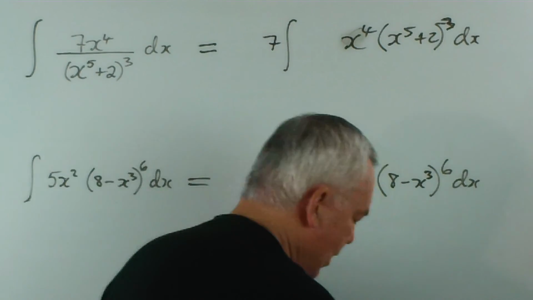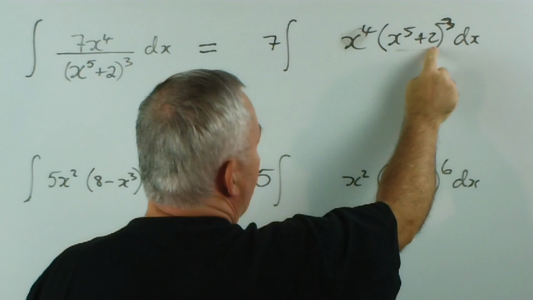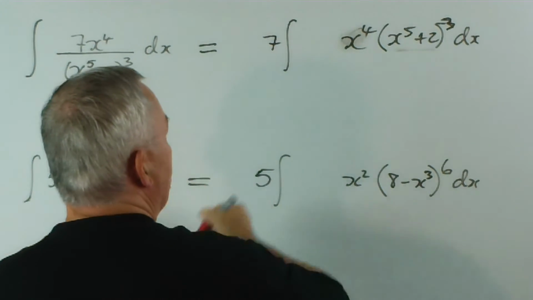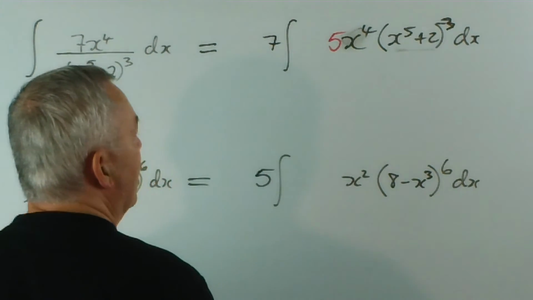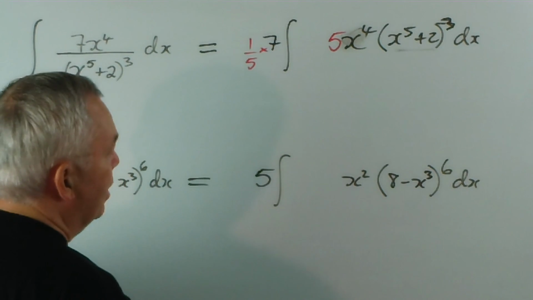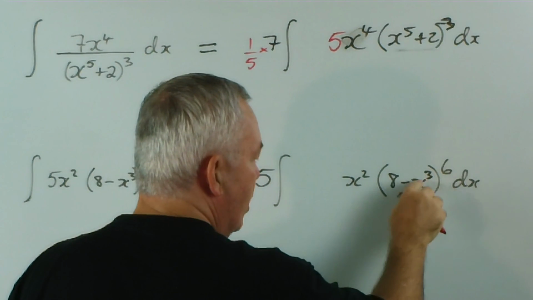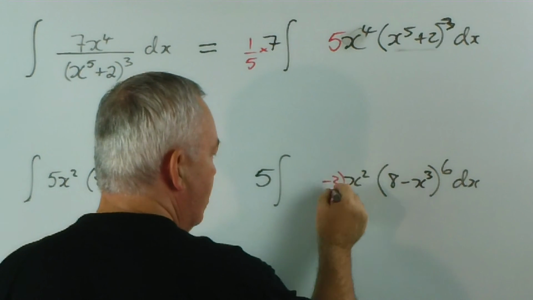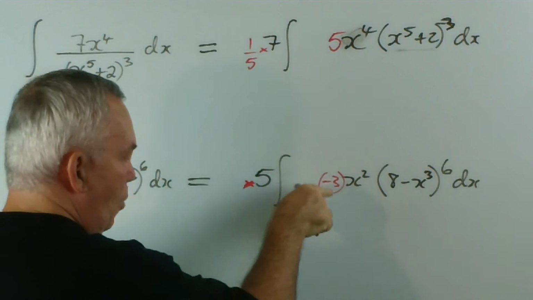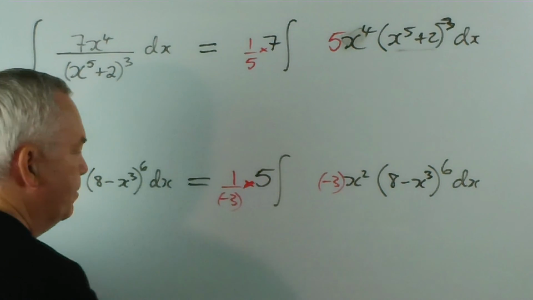As I did before, let's do the function in red. The derivative of this is going to be 5x to the 4. So I want a 5 here, which means I multiply by 1/5 out the front, and that compensates. This one, the derivative of this is minus 3x squared, so I want a minus 3 here, and to compensate I multiply by 1 over minus 3 or minus 1/3, whichever. I'll do it this way, whichever you prefer.